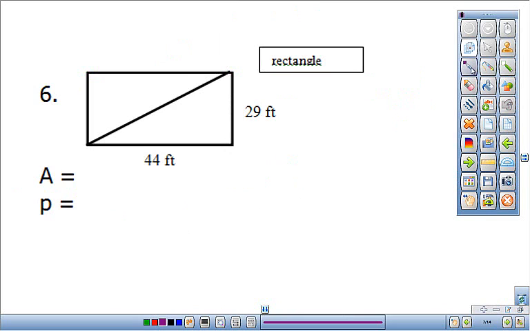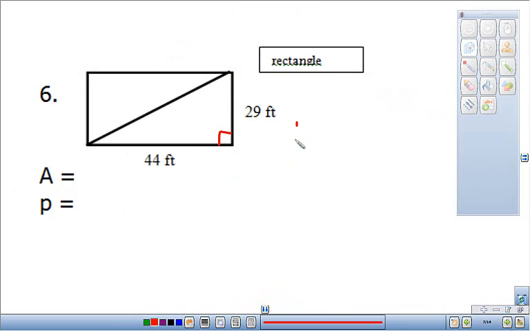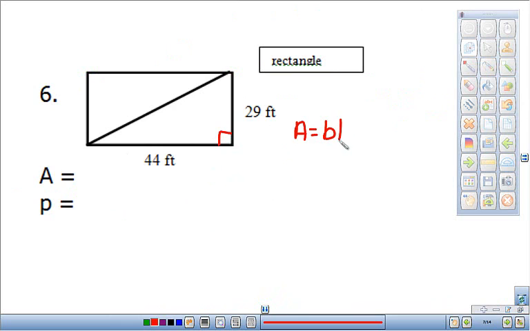Here we have a rectangle, which again, that is a parallelogram. Rectangles have a 90-degree angle, so the length and width are your base and height. So for base times height, it's 29 times 44, which gives you 1276. And this is in feet, so it'll be feet squared.